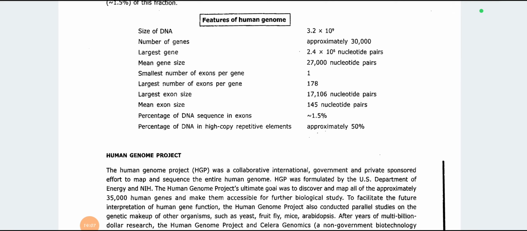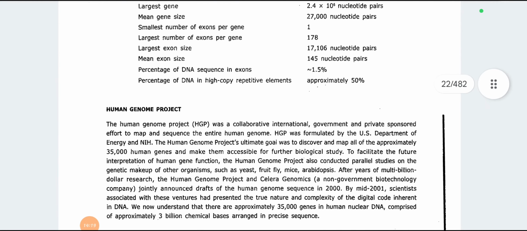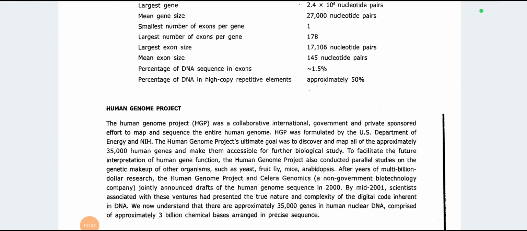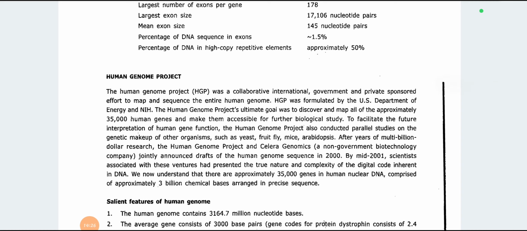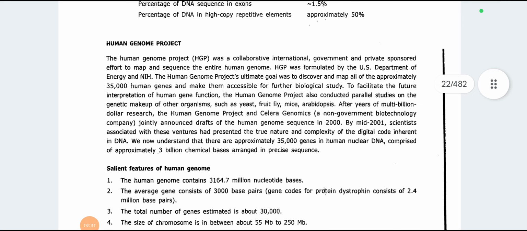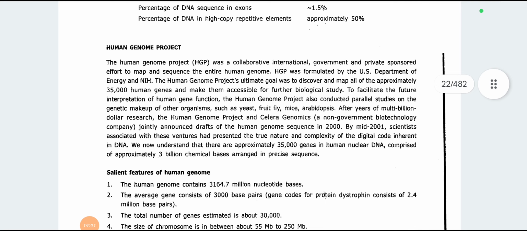So the size of the human genome is 3.2 x 10^9, the number of genes is 30,000, the largest gene is around 2.4 x 10^6, and the mean gene size is 27,000. The smallest number of exons per gene is 1, the largest can be 178, the largest exon size can be 106, and the mean exon size is 145. The percentage of DNA sequence in exons is 1.5%, and the percent of DNA in high copy repetitive elements is approximately 50%. A highly repetitive genome is there in humans.